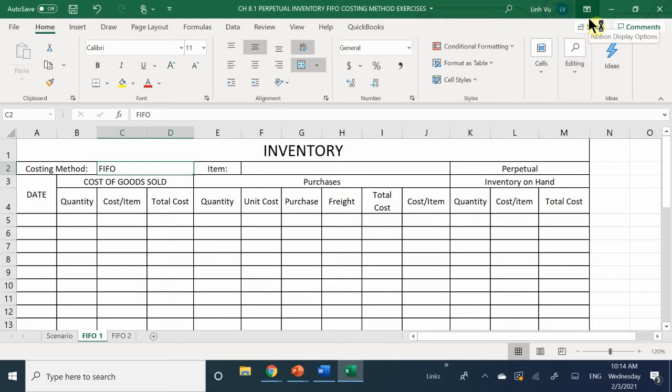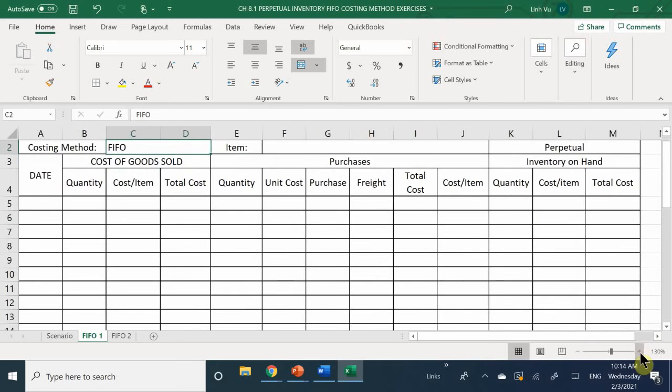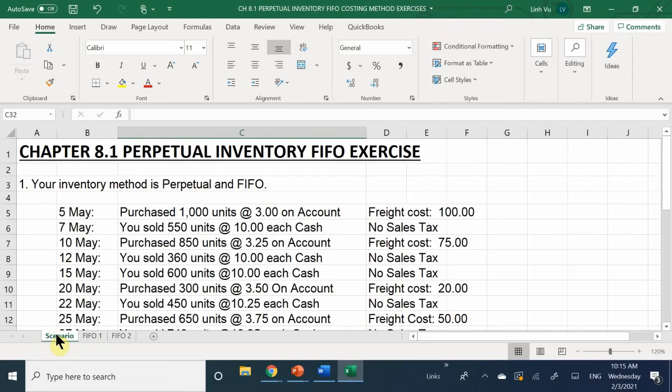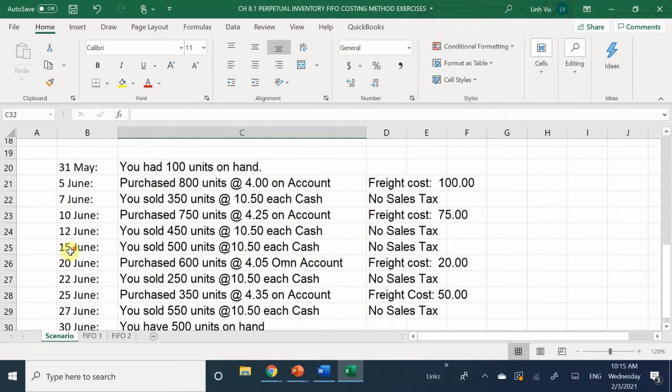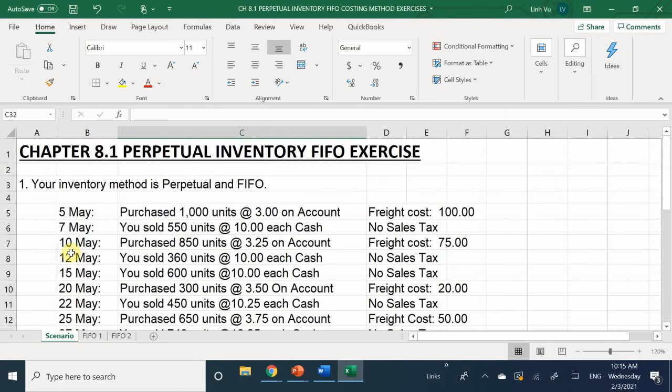Okay. So again, this is going to be a lot easier now that we have the full table available to us. So we have now the inventory on hand, and it's going to be a lot easier to go ahead and complete. So let's look at our scenario here, okay? So again, your inventory method is Perpetual and it is FIFO. So let's get started. On May 5th, you purchase 1,000 units at $3 each on account. Okay, freight costs you $100. So for this example, I only want you to just practice doing the worksheet.